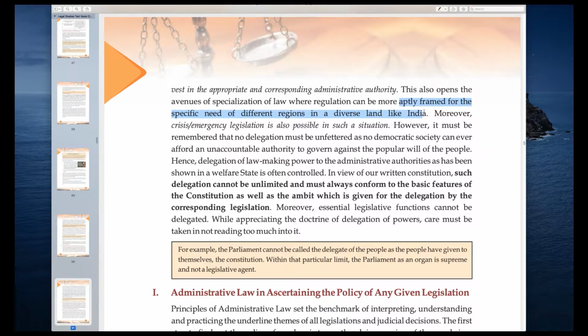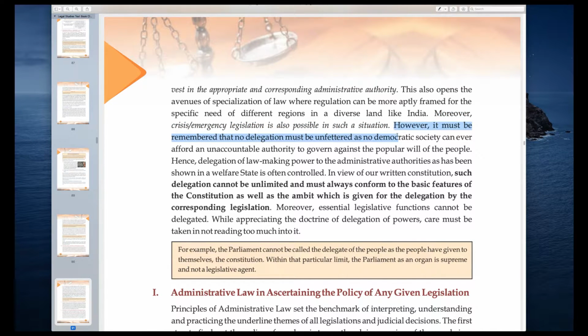So if one person is supposed to be making the policies of such type for the entire country, then that is also not good. So it is another benefit of delegating the legislative power. Moreover, crisis emergency legislation is also possible in such a situation. Sometimes parliament may not be in session, and some urgent legislation is required. So such bodies can make the laws in a crisis or emergency situation.